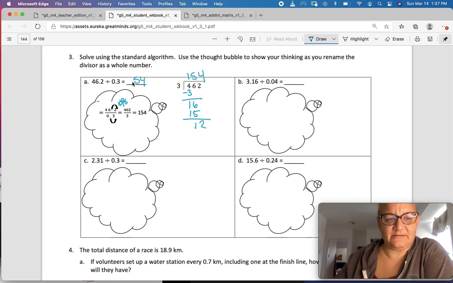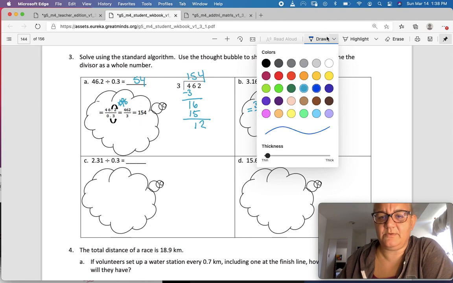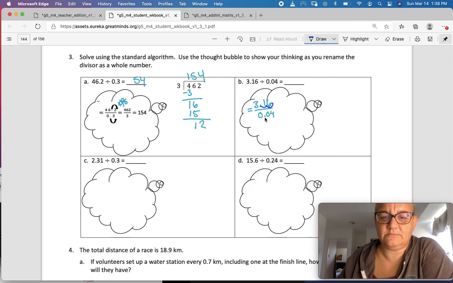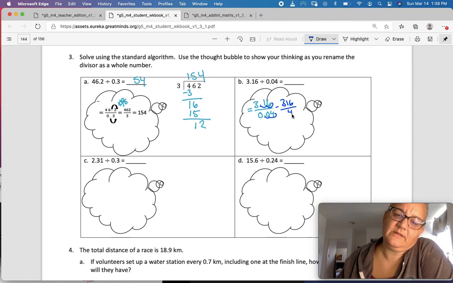These thought bubbles are always a little confusing for me because everybody's thoughts are just a little bit different. But if you can explain what you're thinking, that would be great. So here I've got 3 and 16 hundredths divided by 4 hundredths, and I'm just going to show you how I'm going to move that over. This is my thinking. And then I'm going to rewrite that as 316 over 4. Well, let's see, 4 goes into... So now I can just figure out the answer by doing my long division.